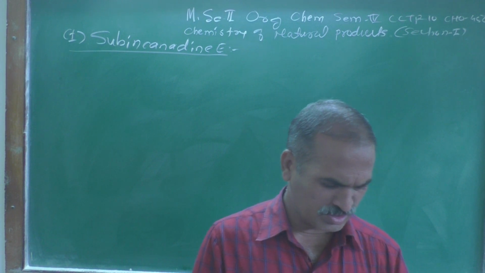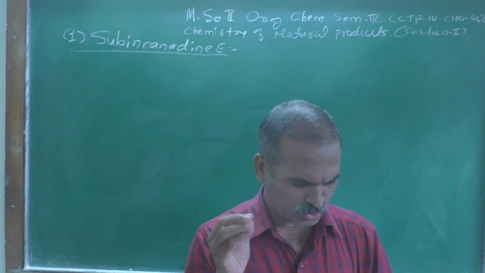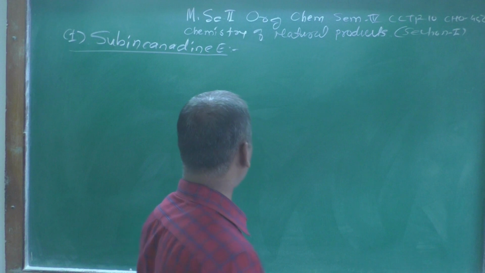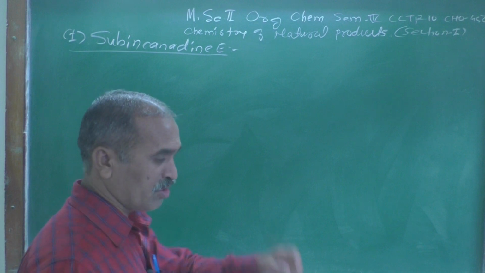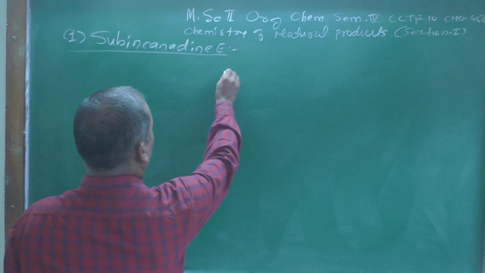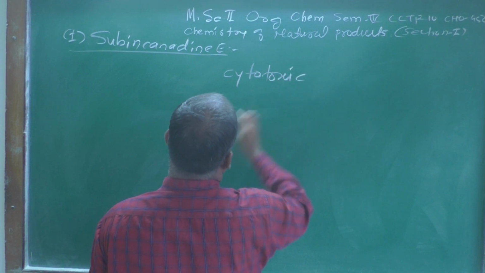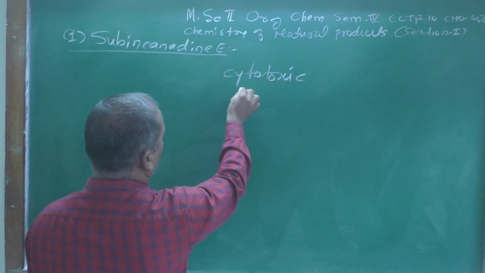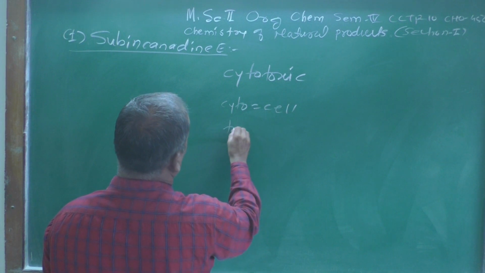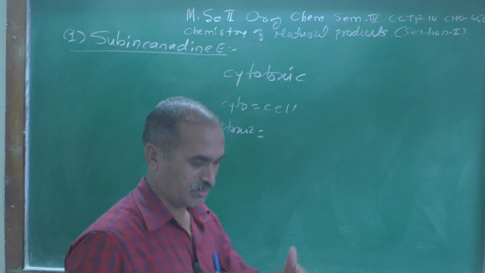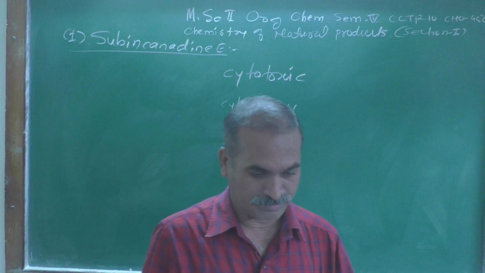enantioselective first total synthesis of naturally occurring cytotoxic Subincanadine. As we know, this is a very important word. Why are we studying Subincanadine? Because it shows cytotoxicity. If you see the word, cyto means cell, as you might know from botany, and toxic we know is poisonous, that type of substance. So cytotoxic means cell killing.